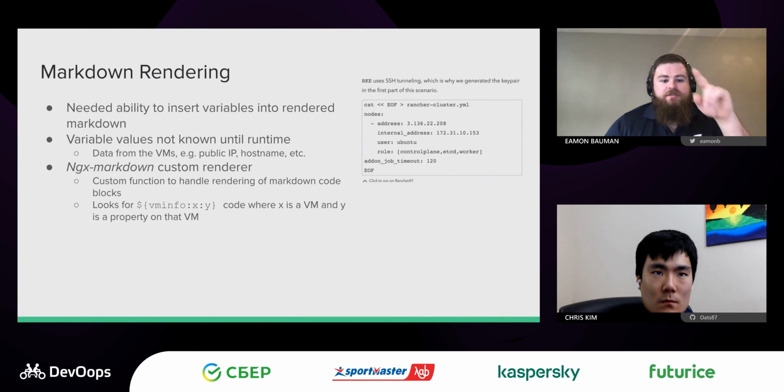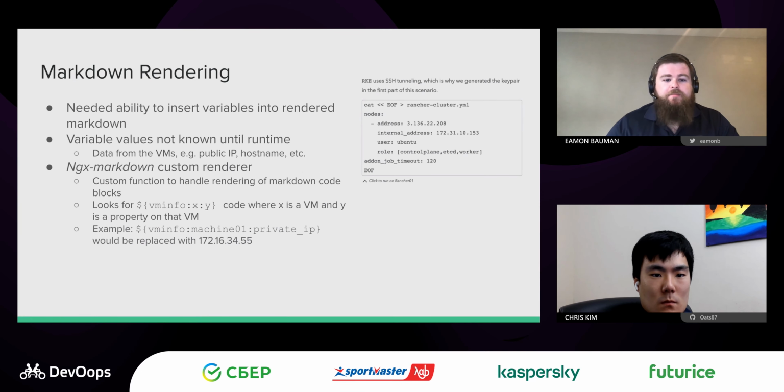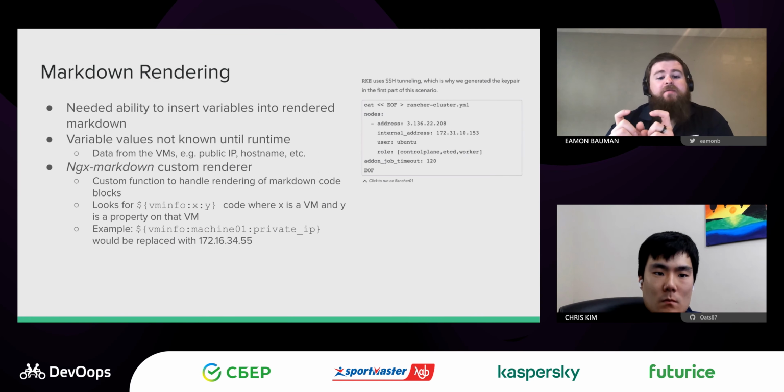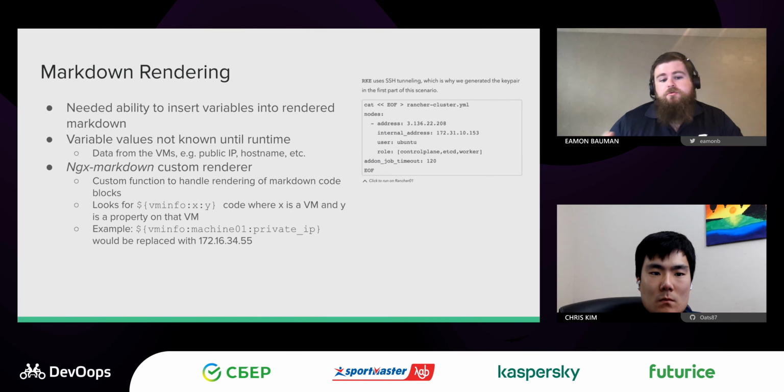So we're looking for $ open curly brace VM info because we want to only get information from a VM. X is the VM name, Y is a property on the VM. An example of this would be the VM info block: Machine 01 would be the name of the VM, and then the private IP of that virtual machine. So in this example, that variable block would be replaced with 172.16.34.55 if that was the private IP address of the VM.